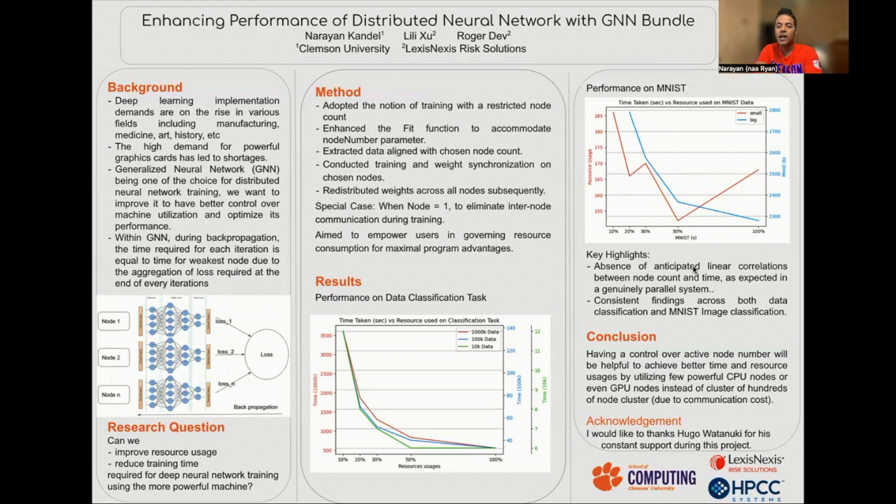So in conclusion, having control over the active number of nodes will be helpful to achieve better time and resource usage. By utilizing fewer powerful nodes, or even a powerful GPU node instead of a cluster of 100 CPU nodes, we can improve training time, and hence use the remaining unused resources for other purposes. That's the conclusion of our project.